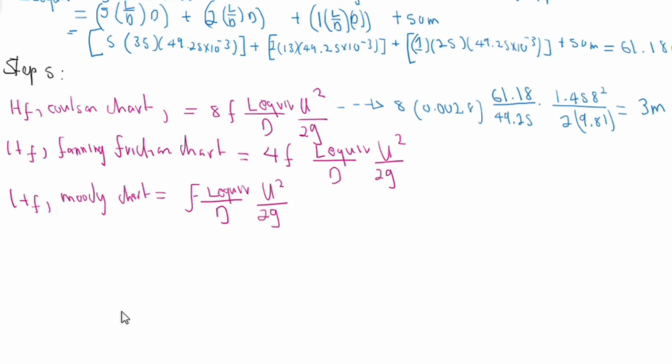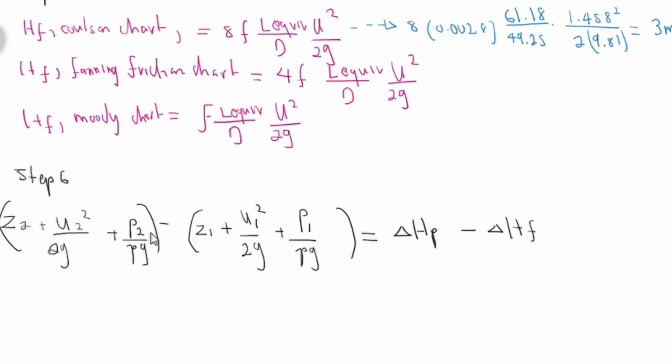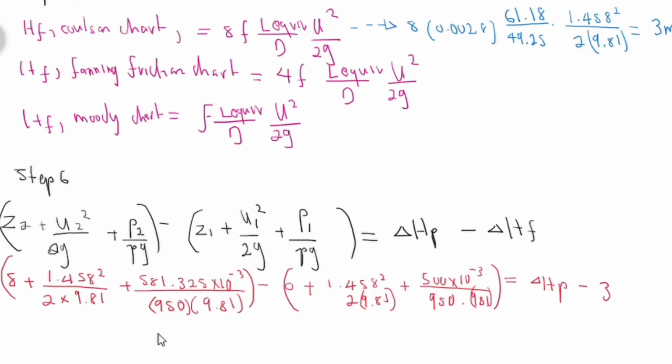Step 6 will now be to substitute into our Bernoulli equation. If we substitute everything into our equation and punch this onto your calculator, you should get the pump head to be 19.73 meters.